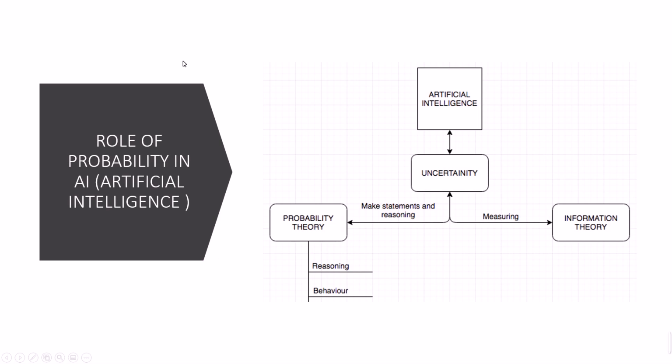Role of probability in artificial intelligence. Let's start by giving a small introduction to probability and information theory in artificial intelligence. Both subjects deal with uncertainty. Probability theory allows us to make uncertain statements and reason in the presence of uncertainty, whereas information theory measures the disorder in a probability distribution.